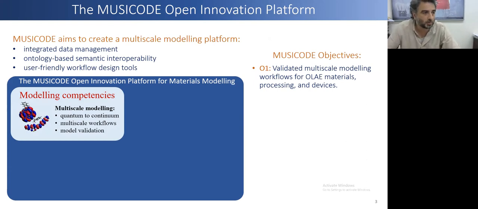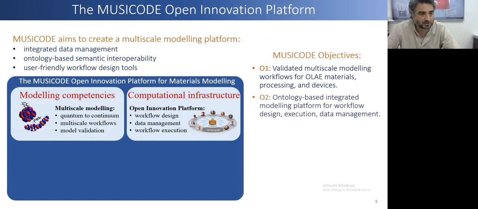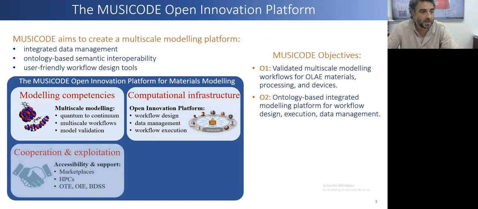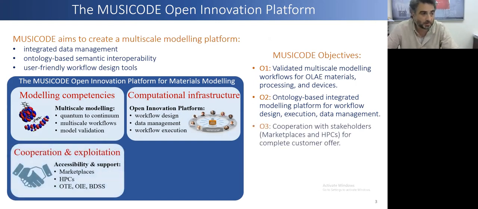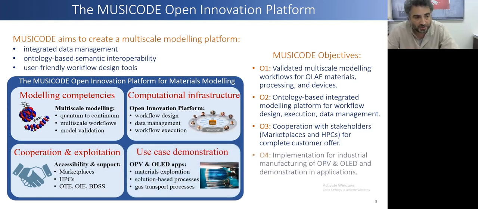One is to improve the modeling competencies that we have, modeling from quantum to continuum. Improve and enhance the computational infrastructure for workflow design, data management, execution, etc. Cooperate and collaborate with other stakeholders, and exploit, of course, what we will create, and eventually use everything to demonstrate use cases in OPVs, organic photovoltaics, and organic light emitting diodes with real industrial examples. So these are the 4 main objectives of the project.